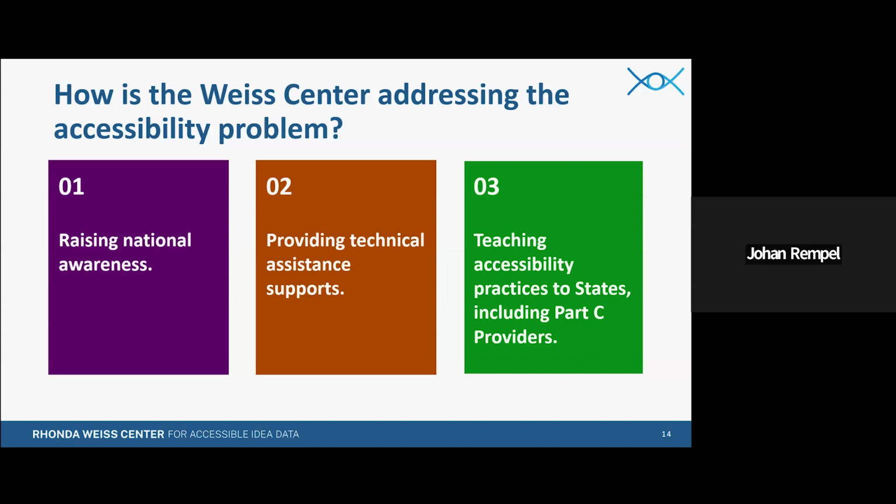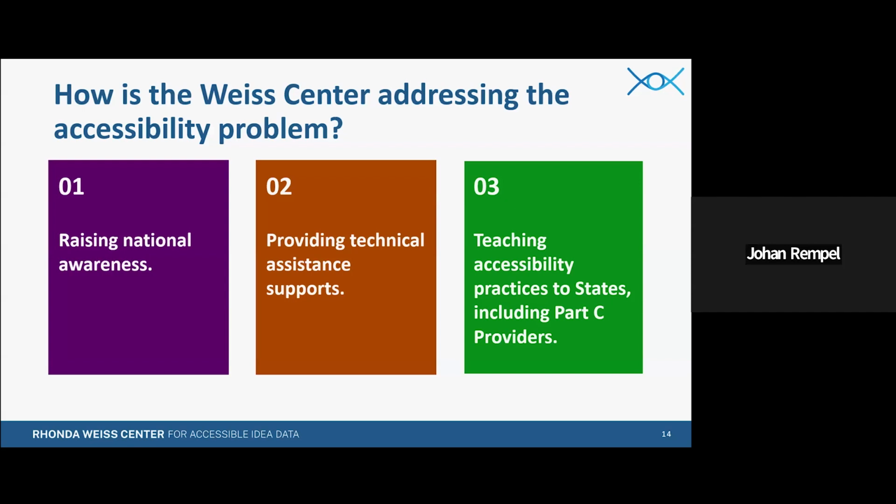There's targeted TA. These can be single requests pertaining to an organization's accessibility needs. And the Weiss Center also facilitates a community of practice for states and Part C providers to share and learn collectively about accessibility-related barriers and solutions in order to improve access to IDEA data.